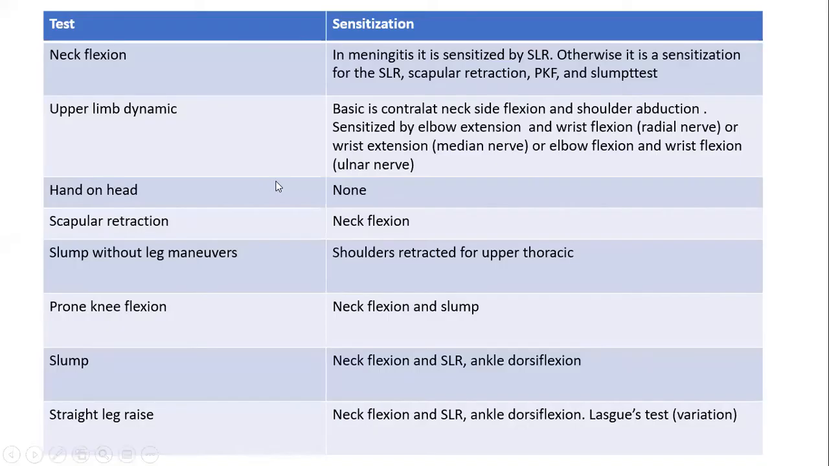There we go. So, upper limb dynamic tests. They have their uses, but they're seriously overused. Actually, I think Syriax was the first one to come up with an upper limb dynamic test, and it was the ulnar nerve test.